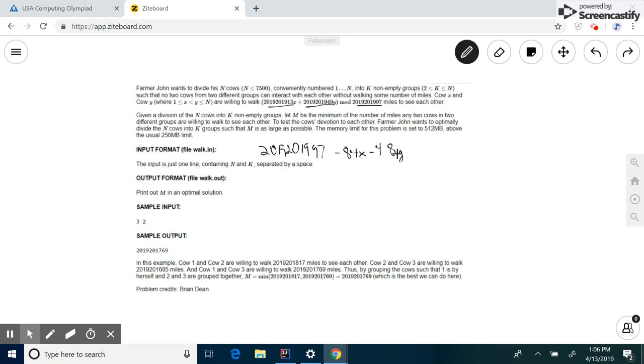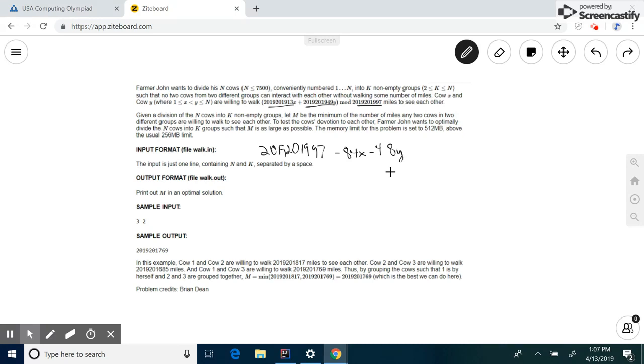If we consider the bigger picture, the way that we maximize the minimum of m is that we put all the cows that will walk the least amount of miles to see each other in the same group. That way the cows that have to walk the most to see each other are in different groups, and therefore we maximize m. So if we look at the equation that we have now, how would this be minimized? Because we want to put the cows that make this equation minimized in the same group. And we see that as x and y are larger, this equation becomes smaller, and as x and y are smaller, this equation is maximized.